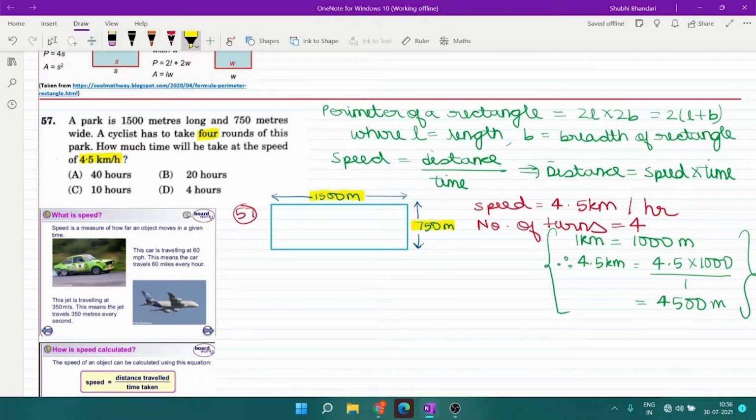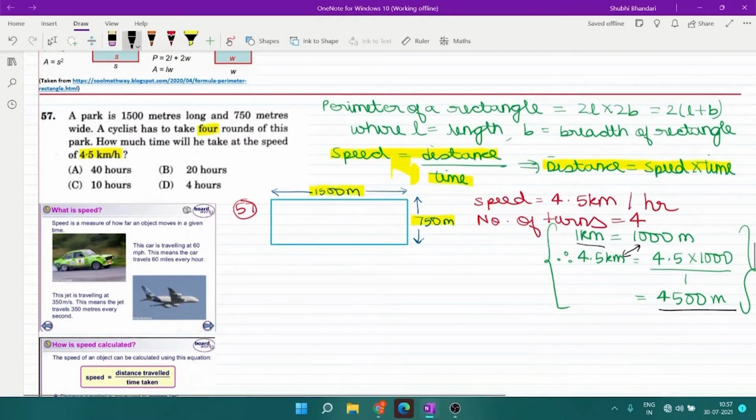Now we know that speed is equal to distance by time. So with this cross multiplying, we get distance is equal to speed into time. We have been given that the speed is 4.5 kilometer per hour. So that means in 1 hour he travels 4.5 kilometer. Now 1 kilometer is 1000 meter. So 4.5 kilometer will be 4.5 into 1000 divided by 1, which is 4500 meters.